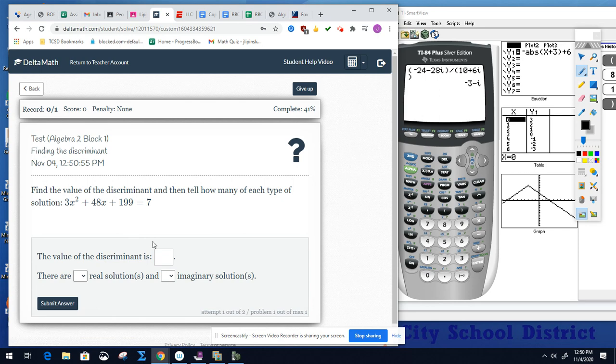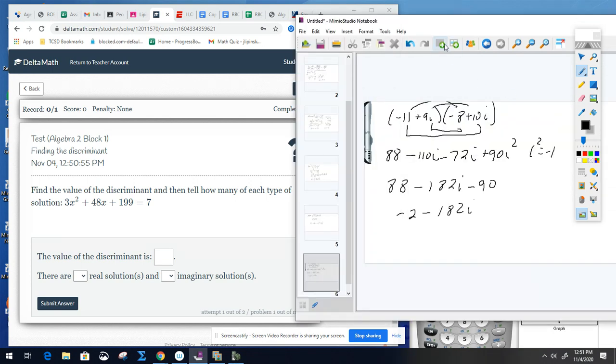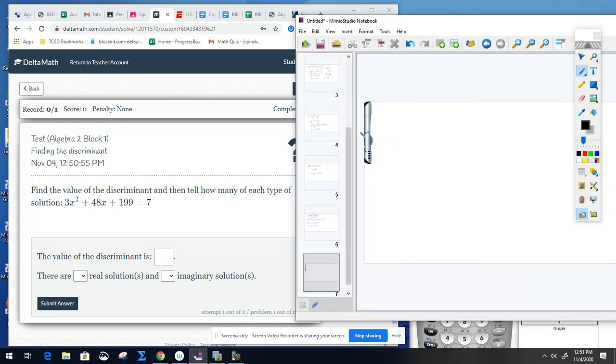Next section, finding the discriminant. So for this problem, we need to make sure that it's set equal to 0 before I can find the discriminant. So I'm going to take this quadratic, 3x squared plus 48x plus 199 equals 7. I'm going to subtract 7. So 3x squared plus 48x plus 192 equals 0.